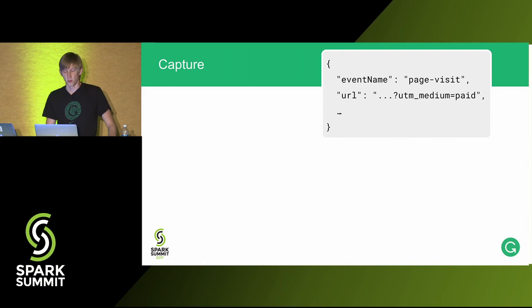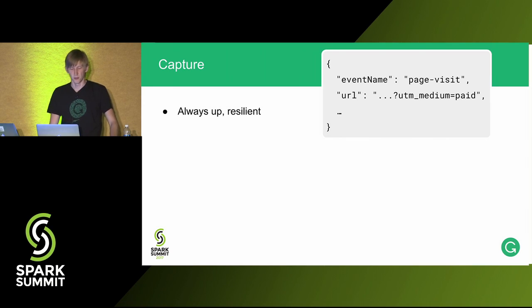We basically have one of those events, in the form of, say, a JSON blob coming in, and want to write it down somewhere. And this thing should satisfy the following requirements. It should be always up and resilient, because otherwise you might lose data, as the clients might not be able to store it while we are down.